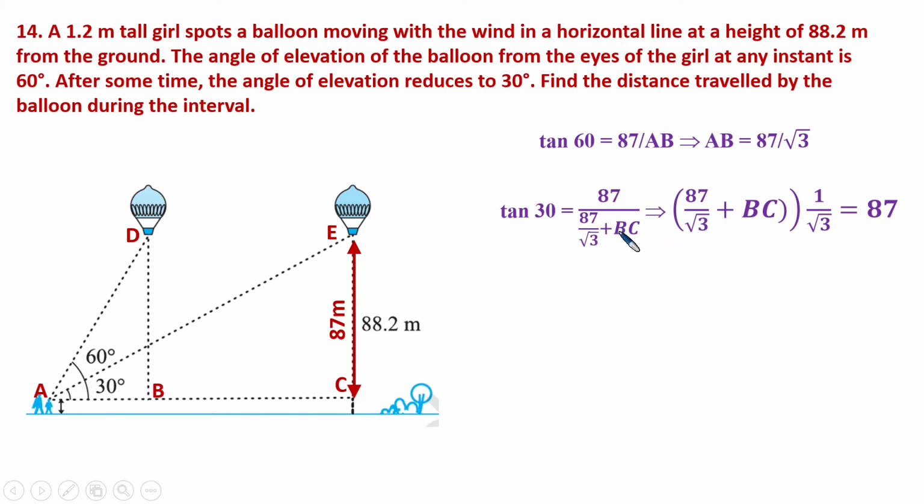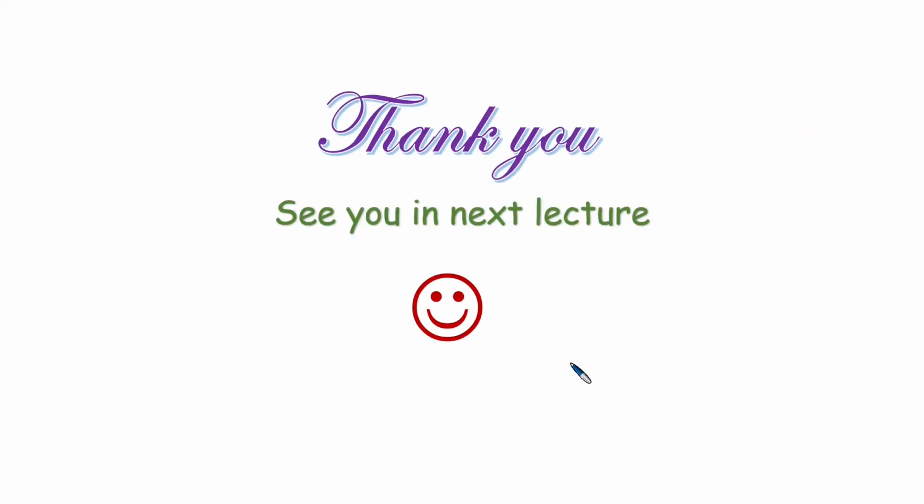So this again I write here, 87 by root 3 I bring here. This is the BC here, and tan 30 is 1 by root 3. So you get this equal to 87 here. So now you can find what BC is. You keep BC on the left hand side and take the rest to this side. You do this algebra and you get BC is equal to 58 times root 3 meter. So this is the distance traveled by the balloon in that interval. First the balloon was here, then it moves here, the angle is given, and this distance BC we have. Okay, thank you, and we have finished the trigonometry section of your class 10th maths book.